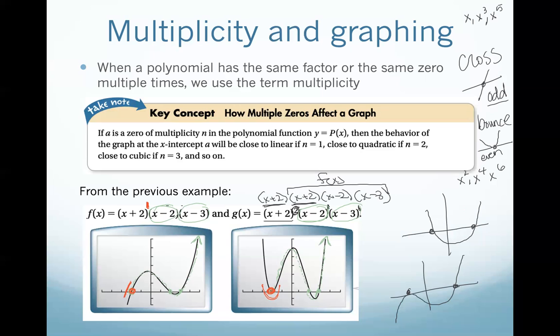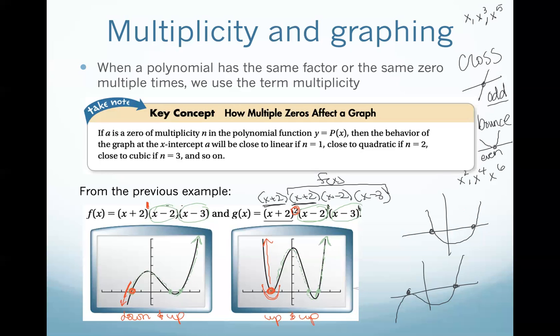For g of x, it's raised to the second power. And when it's raised to the second power, it behaves like a parabola and it turns around. And so the end behavior is different for these two functions. One of them is down and up, and then g of x is up and up.